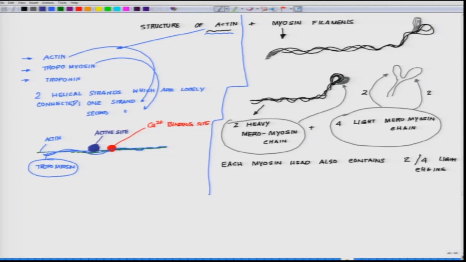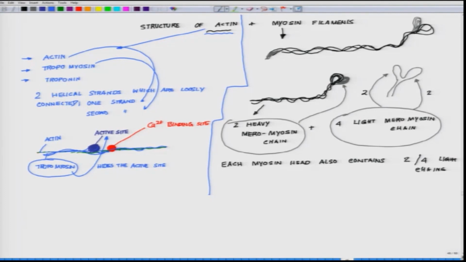So, the tropomyosin strand covers the active site under normal conditions. So, the active site has certain binding pockets, okay. Those are covered by the tropomyosin molecule. It is something like this. Okay. So, tropomyosin hides the active site. Okay.